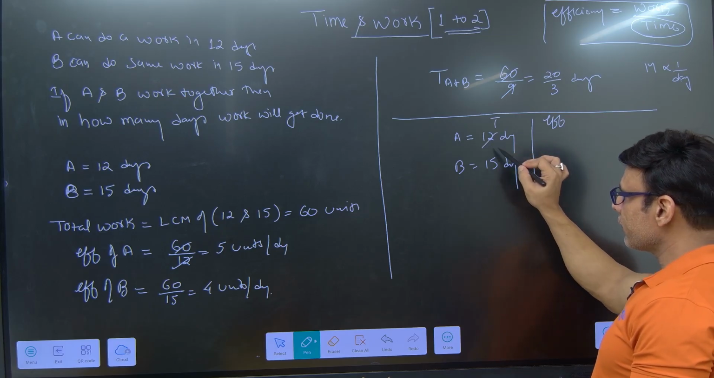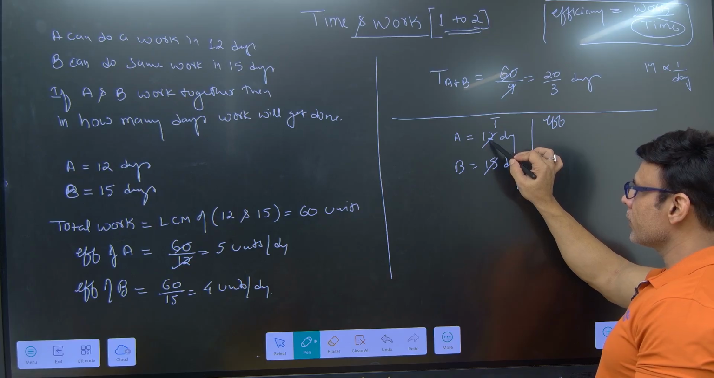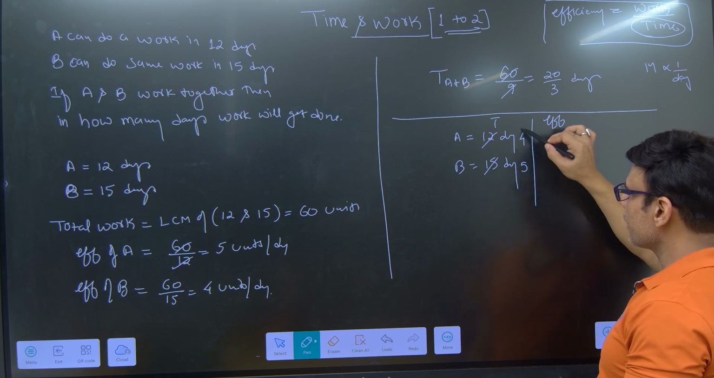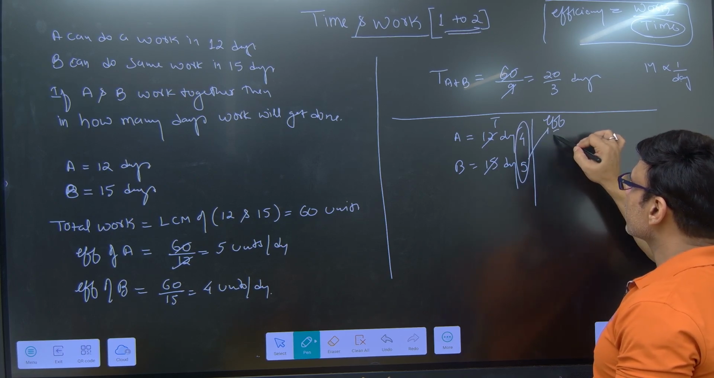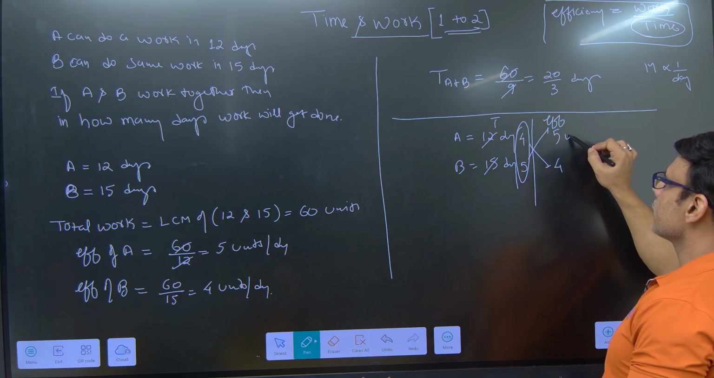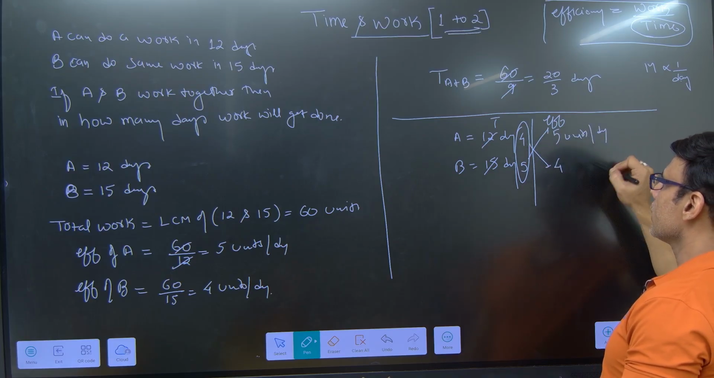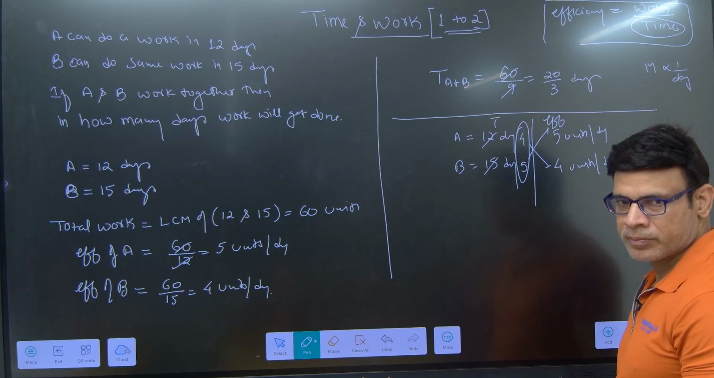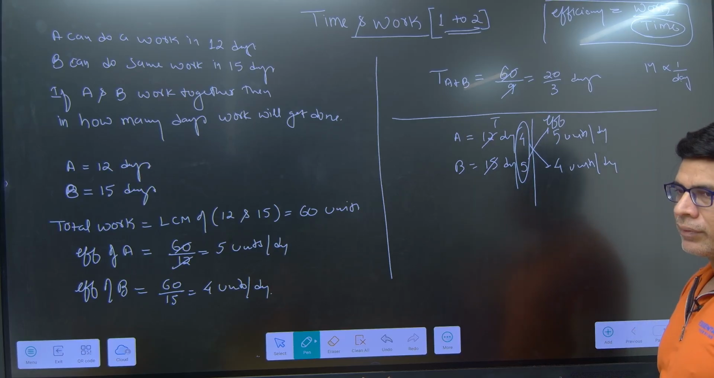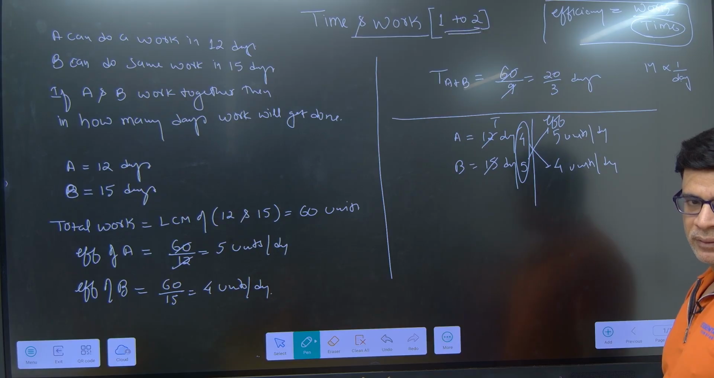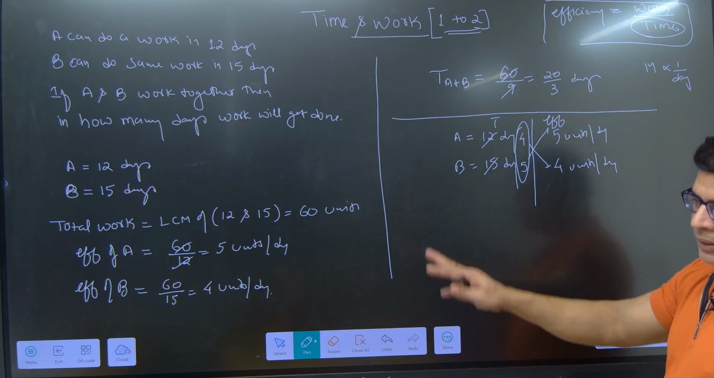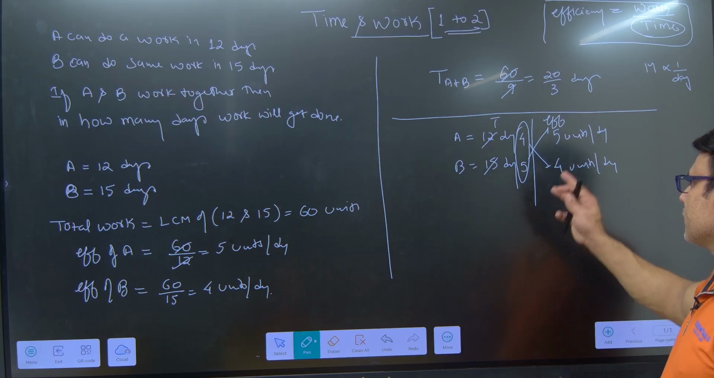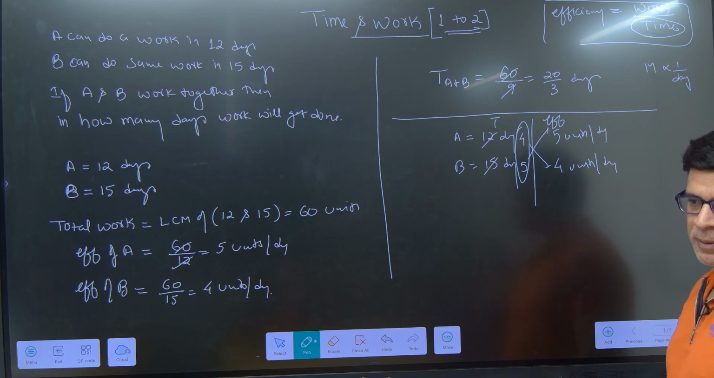How to find out that efficiency? First you simplify the ratio. So 3 4s are 12, 3 5s are 15. 4 is to 5, right? Take this 5 here and take this 4 here. So 5 units per day and 4 units per day. See, 5 and 4 we have got. Here also you can get directly efficiency, right? Total work is LCM. It simply means they are doing 9 units per day together.